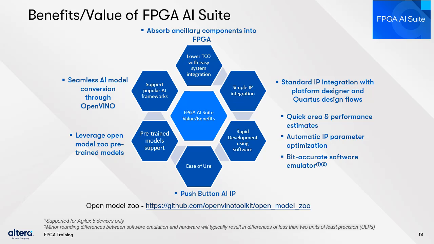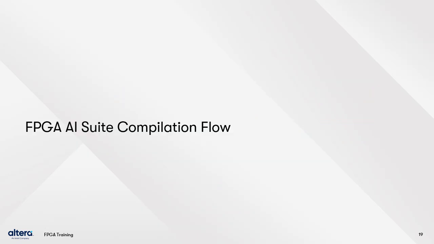Ease of use: rapid development using software. Easy integration of AI inference IP: add AI inference IP to the FPGA design with standard Quartus Prime FPGA flows. Integrate the IP with other system-level components to achieve a small footprint and lower power, latency, and system costs. This section explains the details of the FPGA AI Suite compilation flow.